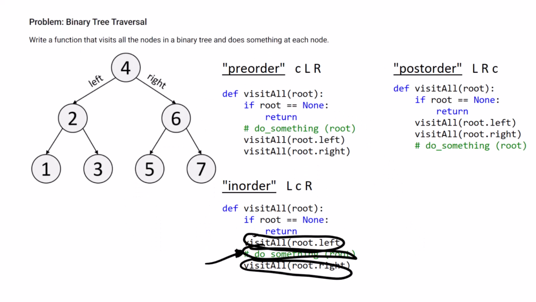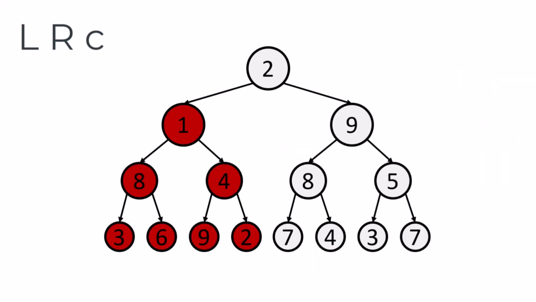And the third type of traversal is when you put do something at the very end, in which case you're doing something on the current node post all the other nodes, or after all the other nodes. So it's called a post-order traversal. So this is the animation of a post-order traversal on a tree.